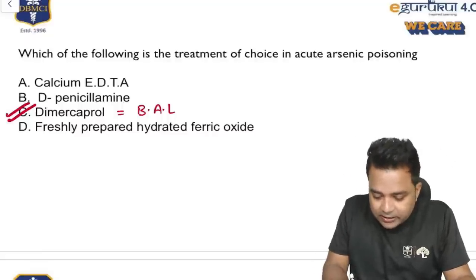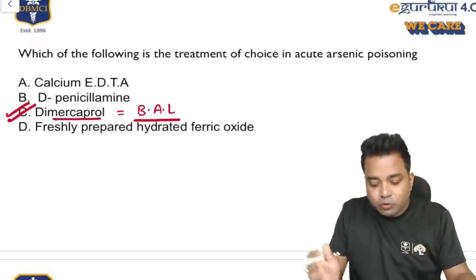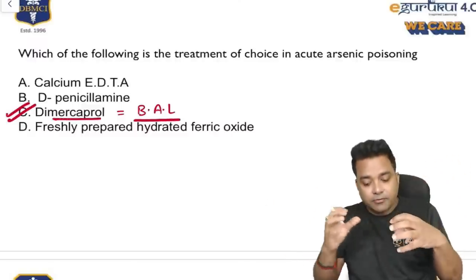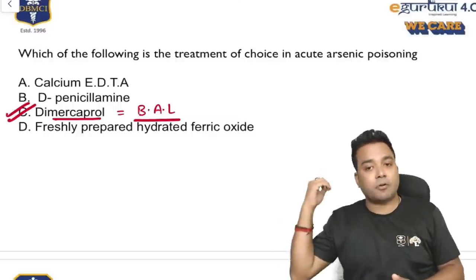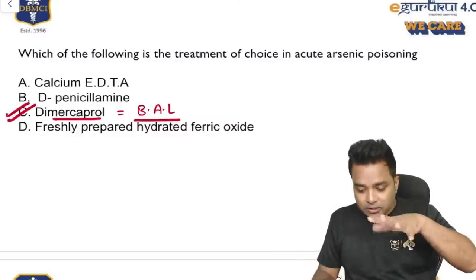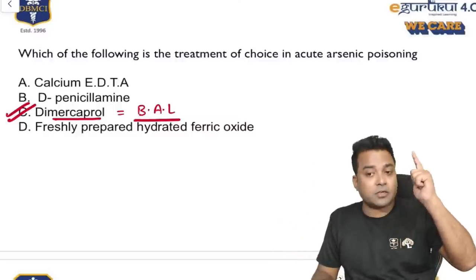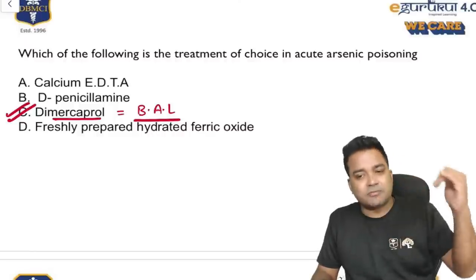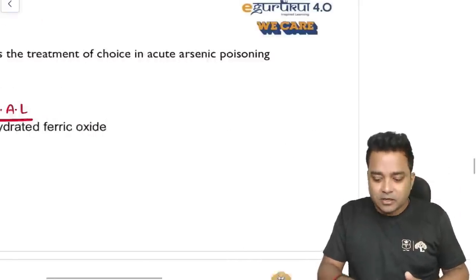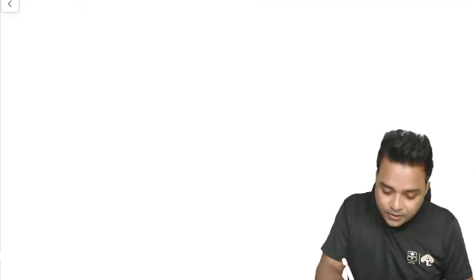And because BAL contains unsaturated sulfhydryl groups, more and more arsenic will combine with BAL to form a chelate complex, and it will be excreted from the body. I was telling you now, one previous year question is there, which is a sort of trouble for you. At many places, different answers. So let us cover that area.